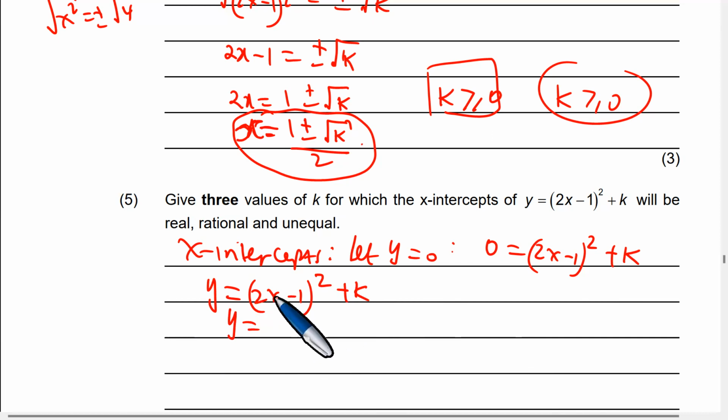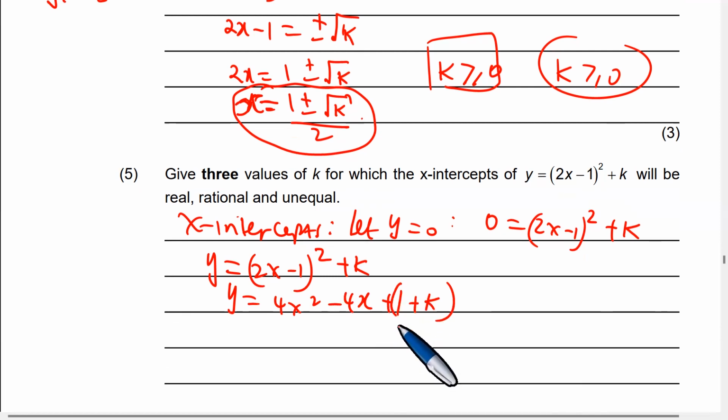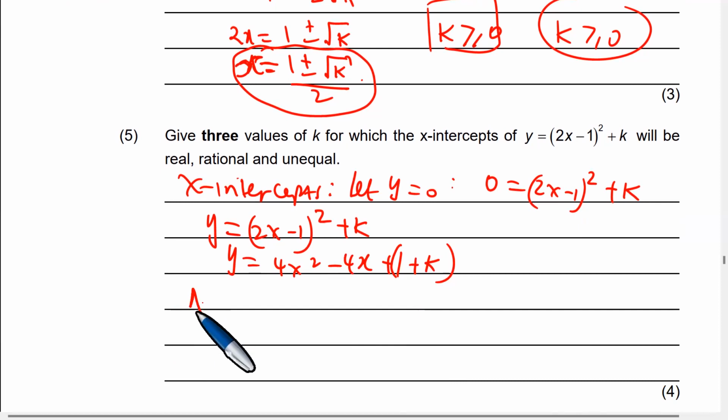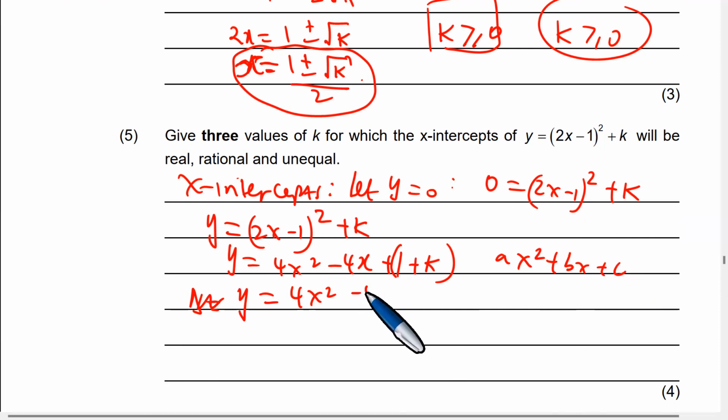You square 2x, it becomes 4x squared. 2x times minus 1 is minus 2x, times 2 is minus 4x, plus 1 plus k. Why did I put the 1 and the k in brackets? That's a good question. It's because now I'm writing everything in the form ax squared plus bx plus c. The constants that have nothing to do with x, we keep them together.